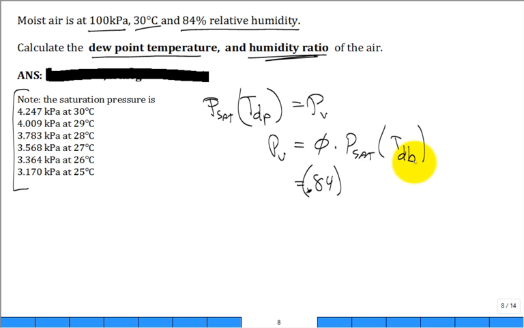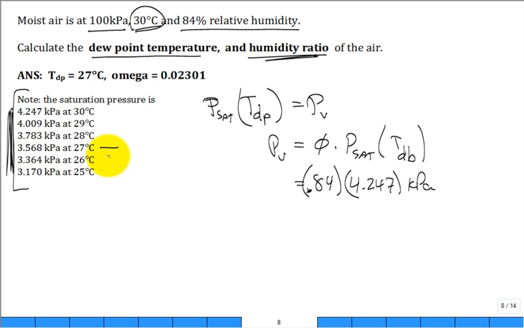So we would say, okay, the relative humidity is 84%, and the saturation pressure at the dry bulb of 30 is 4.247 kilopascal. So you get that value, and then you have to come down here and look for it, and maybe interpolate to find the dew point temperature. In the interest of time, it comes right in at 27 degrees C.